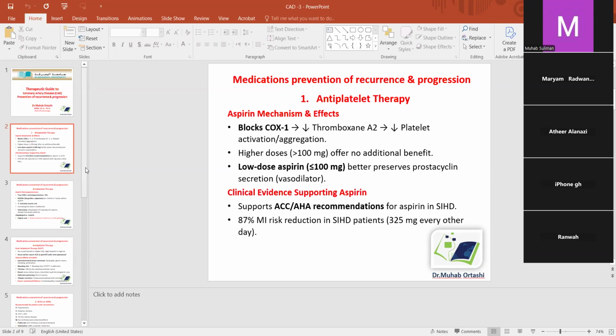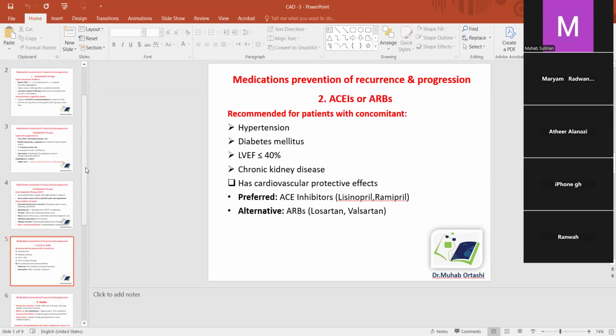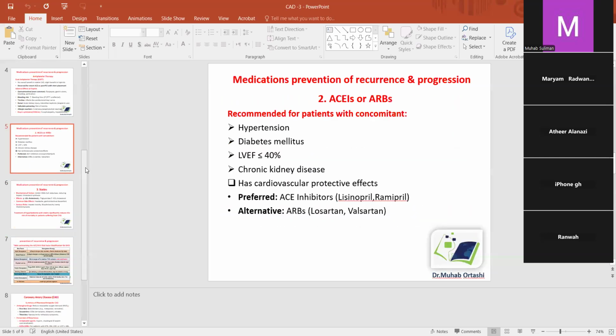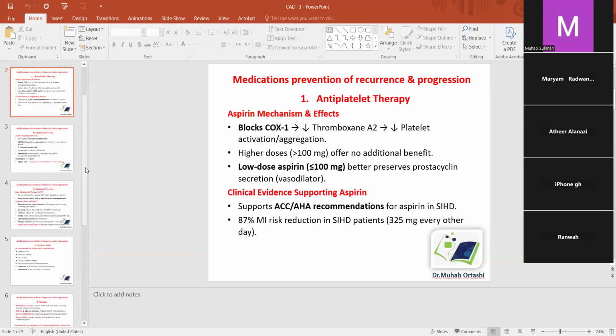طبعا we spoke about the approach to how to treat the patient with stable ischemic heart disease. The details with Dr. Faisal ونحن اتكلمنا عن الابروتش in general. Now we will speak about the adjuvant therapy اللي هي اللي بتمنع progression and prevent the recurrence. We have three main drugs: the first one هو antiplatelets, the second one is ACE inhibitors, the third one is statins. This is the most commonly used drug for prevention of progression.